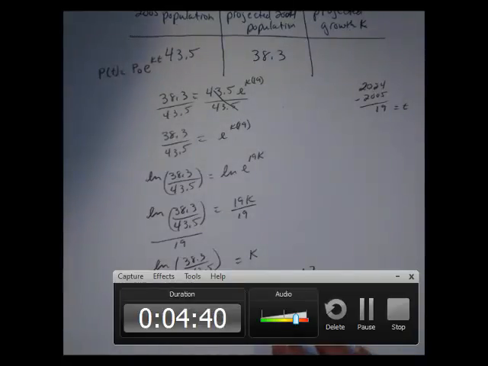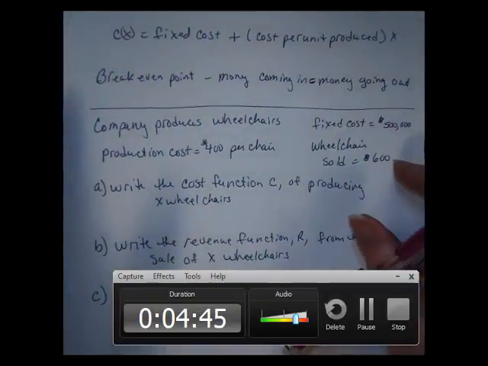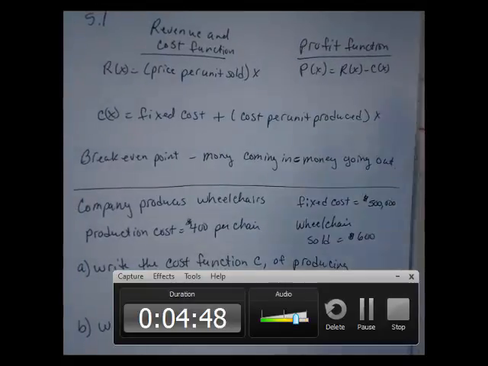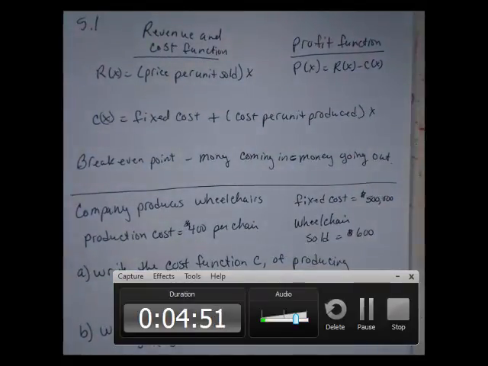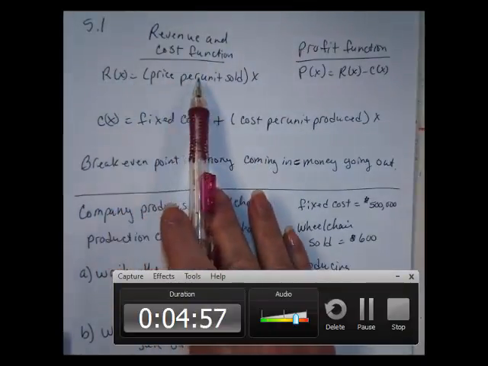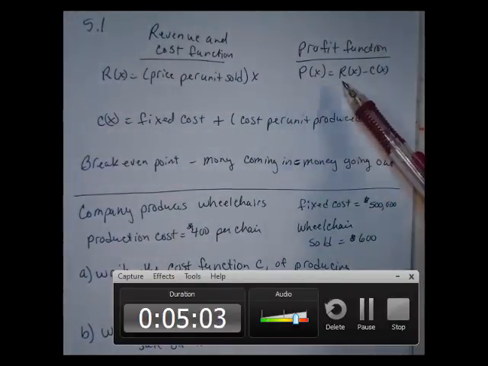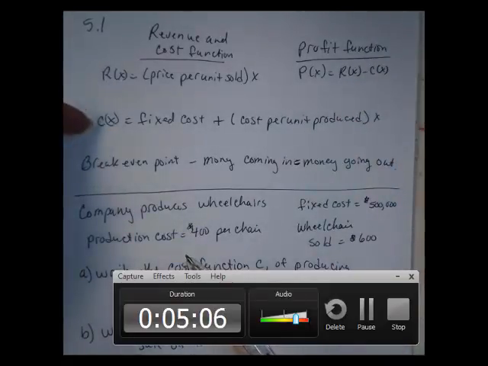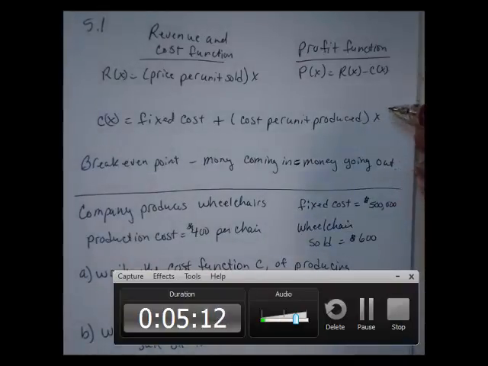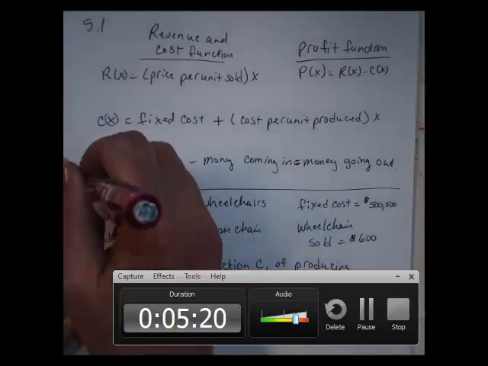In 5.1, we have the revenue and cost function, the profit function, and the equation of C of x where we put them together. So the revenue function is the price per unit sold times x. And the profit function will be P of x is equal to R of x minus C of x. Here's our R of x, here's our C of x. And C of x is equal to the fixed cost plus the cost per unit produced times x. So the break-even point is where the money coming in equals the money going out. If this was on a graph, this would be a point of intersection.